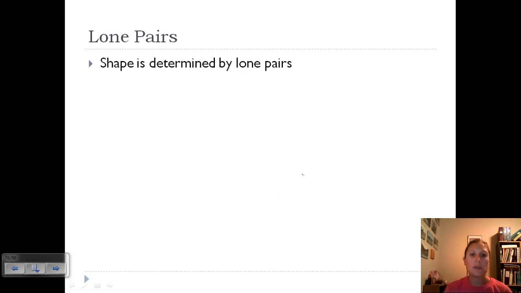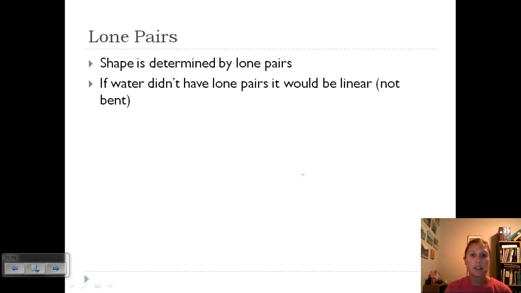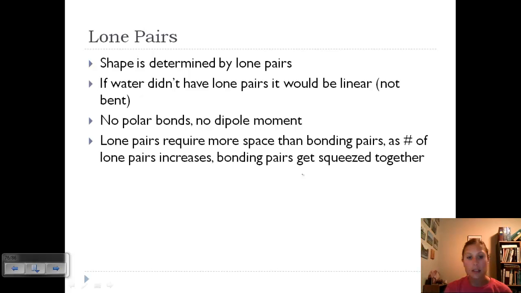Okay, so let's talk a little bit about those lone pairs. As we said, shape is determined by lone pairs. If water didn't have lone pairs, it would be linear, like we looked at, not bent. And so it would also have no polar bonds and no dipole moment. Lone pairs require more space than bonding pairs, and as the number of lone pairs increases, the bonding pairs are going to get more squeezed together. When we looked at water, we had 2 lone pairs that really squeezed these down. When we look at ammonia, we only had 1 lone pair. It didn't squeeze the hydrogens together as much.